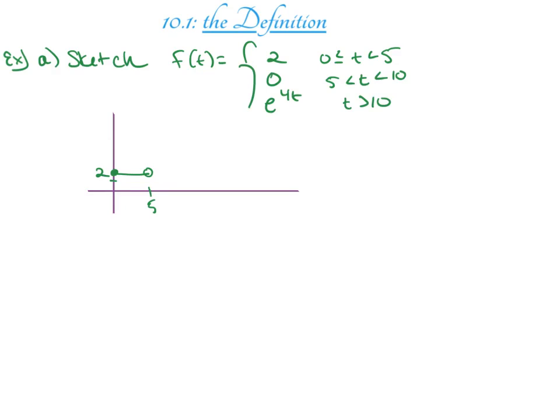Okay. It's equal to 0 between 5 and 10, and they're not inclusive. So the 5 and the 10 both have open circles. And then t is bigger than 10, e to the 4t. You know what? E to the 40, did you know that that's right here? It is. It's right there. Open circle going up.